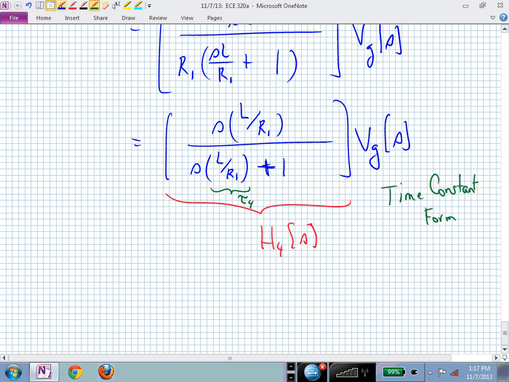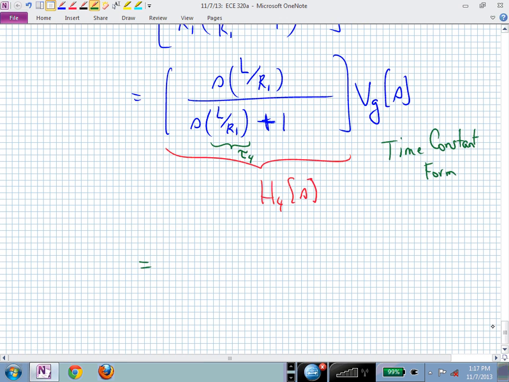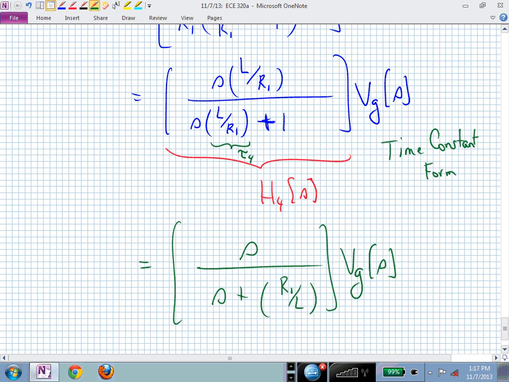And for grins, if we wanted to, we could put that in pole zero form pretty easily by factoring out the L over R1 from the S. If we factor out the L over R1 from the denominator, that cancels the L over R1 upstairs, and we end up with S over S plus R1 over L, times V sub G of S. And that's the same high-pass filter, still equal to H sub 4 of S. I didn't do anything but manipulate some terms within that transfer function. This is now our pole zero form.